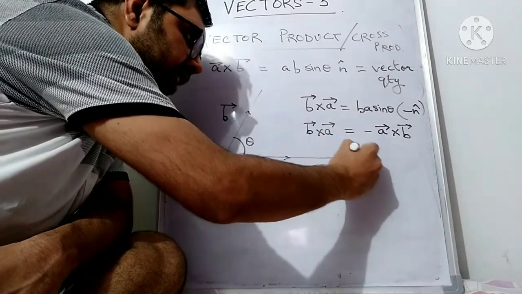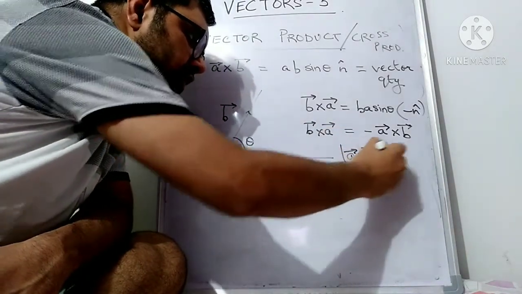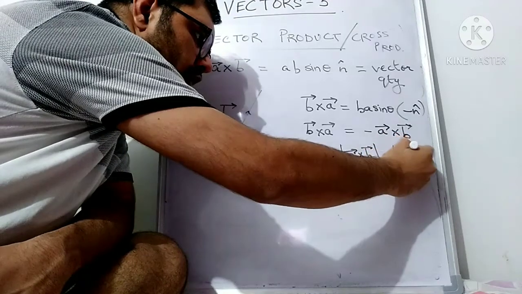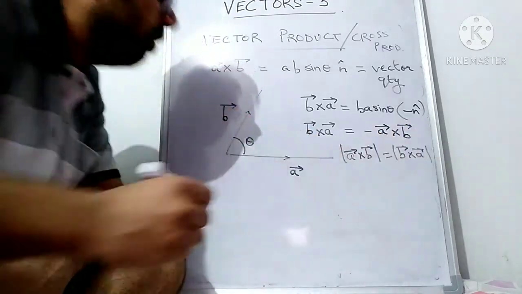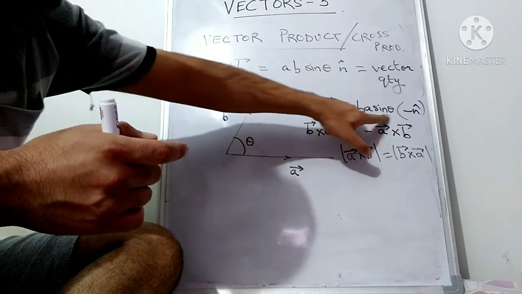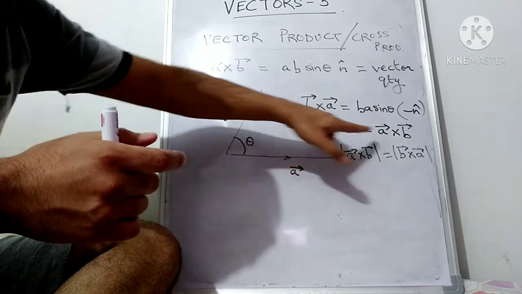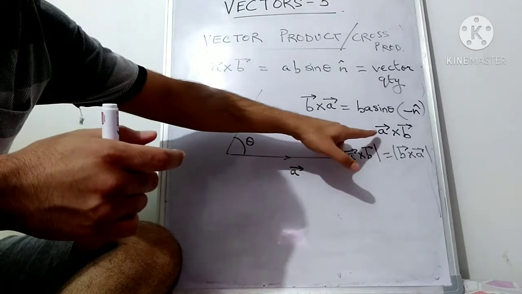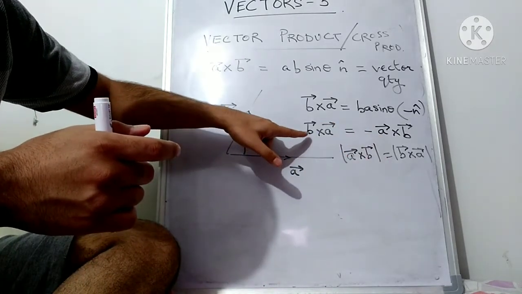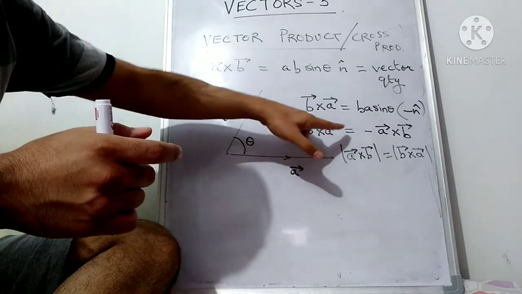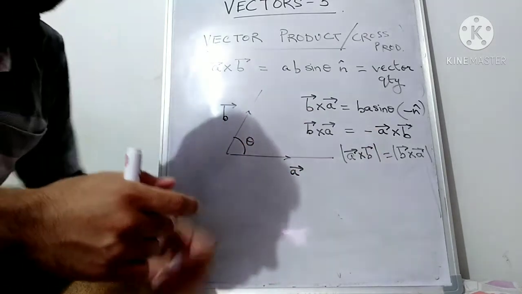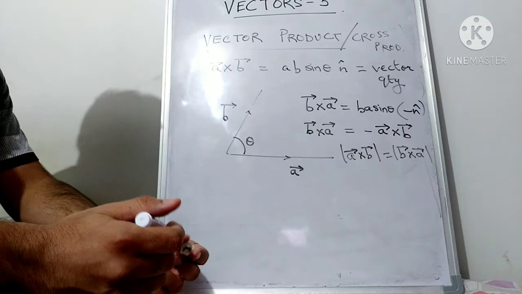If we compare the magnitude, we can say like this: mod of a cross b is equal to mod of b cross a. Magnitude wise they will be equal because magnitude in this case is ba sin theta and in this case is also ab sin theta. But vectorially, we cannot equate them directly as a vector. Vectorially if you want to write, then we write like this: b cross a is equal to minus a cross b. Okay, so this was one thing.